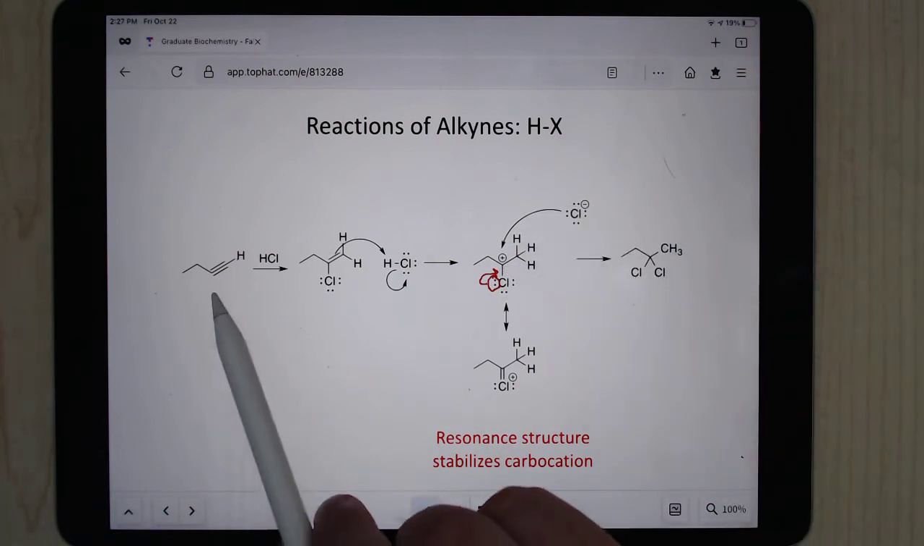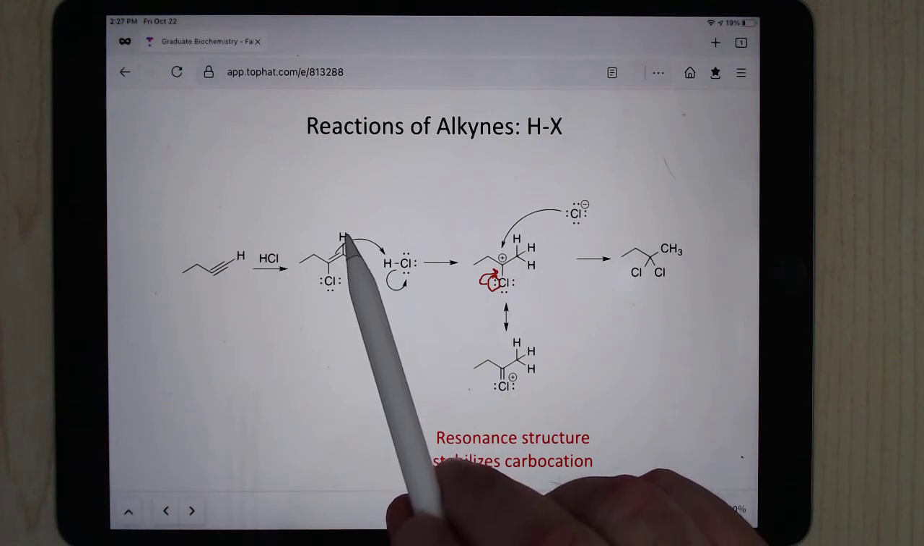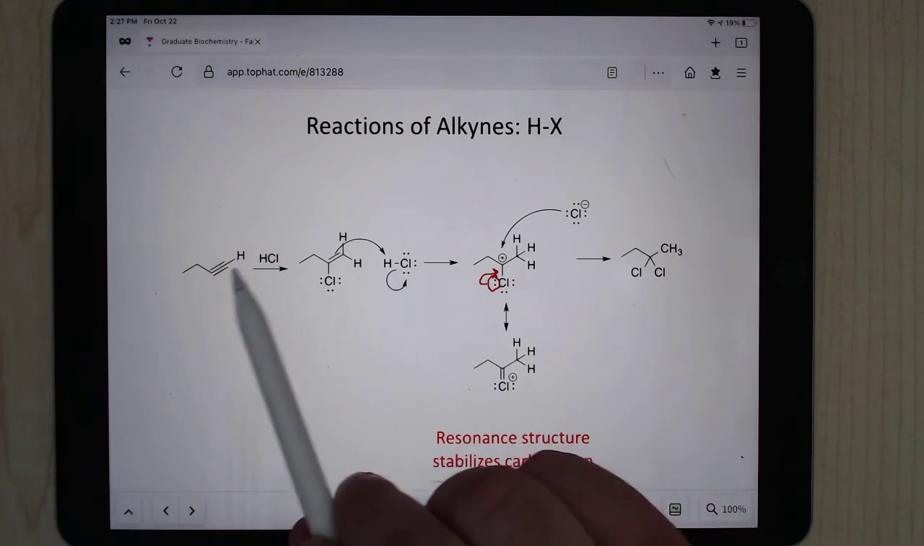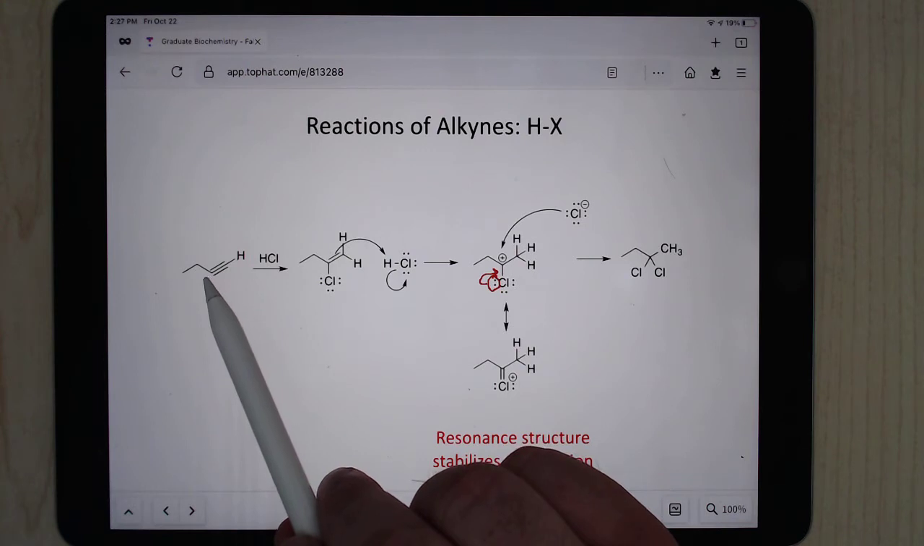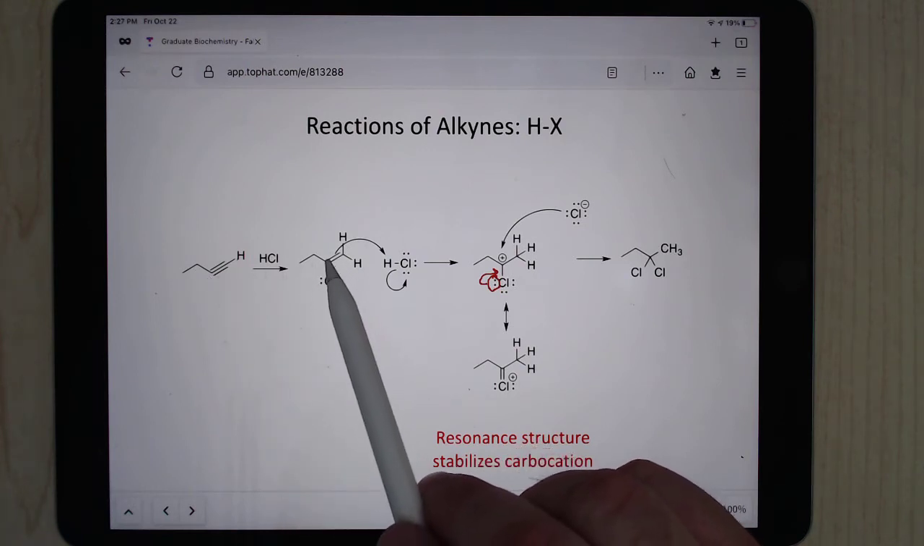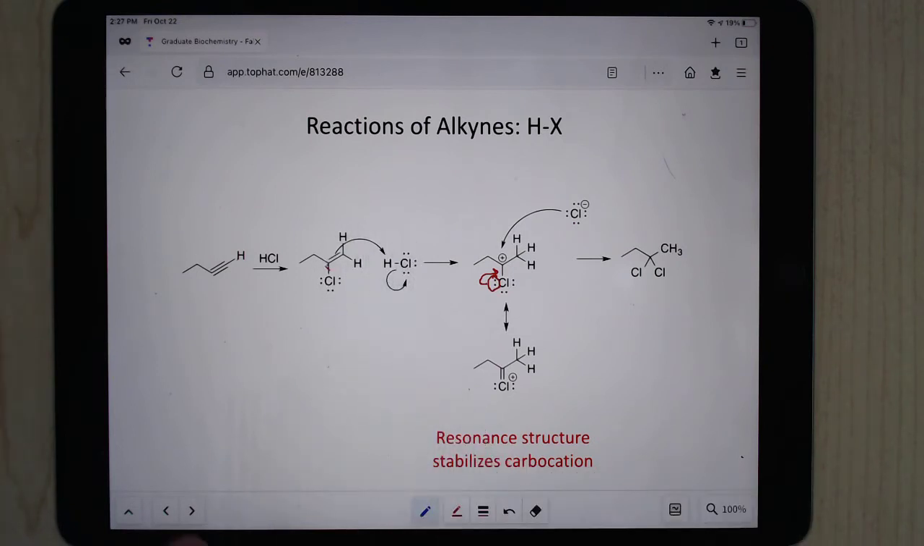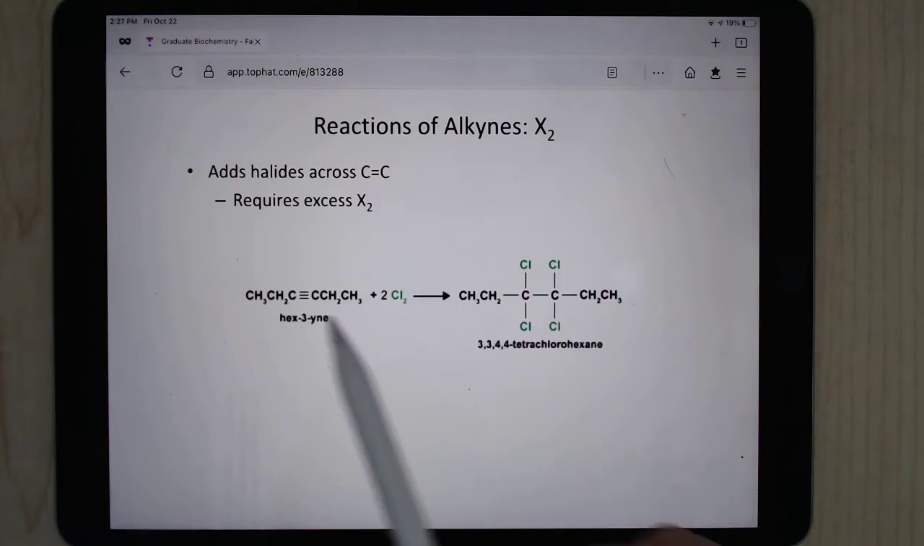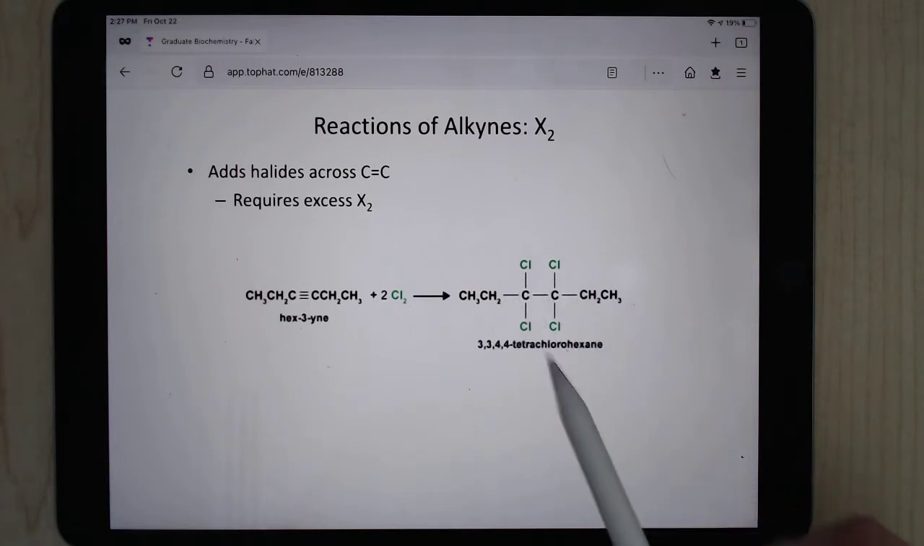Okay, but notice how the first one is just adding H on one side, Cl on the other, following Markovnikov, right? Because this is primary, that's secondary. You just burn one of the pi bonds. And then this is now an alkene, and it's going to do the same thing. Exact same thing goes with, instead of HCl, Cl-Cl. But again, we're going to be putting chlorines on either side.